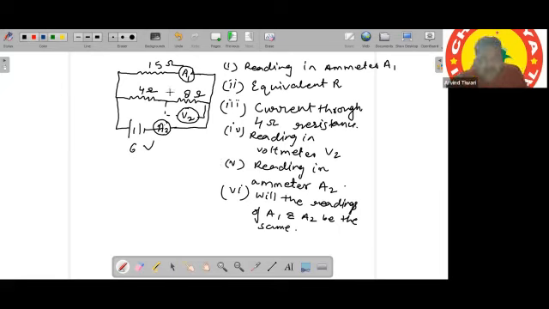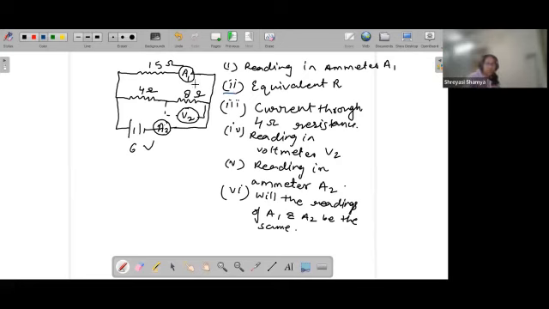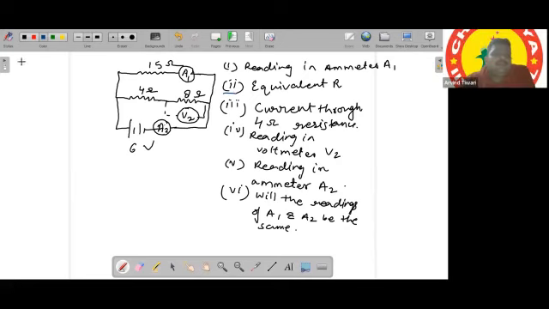Actually, you need to first solve the second one, and then you can solve the first, or you can even solve the first one directly. Yes, sir. Reading of the ammeter A1. This is 6 by 15, which you get 2 by 5.